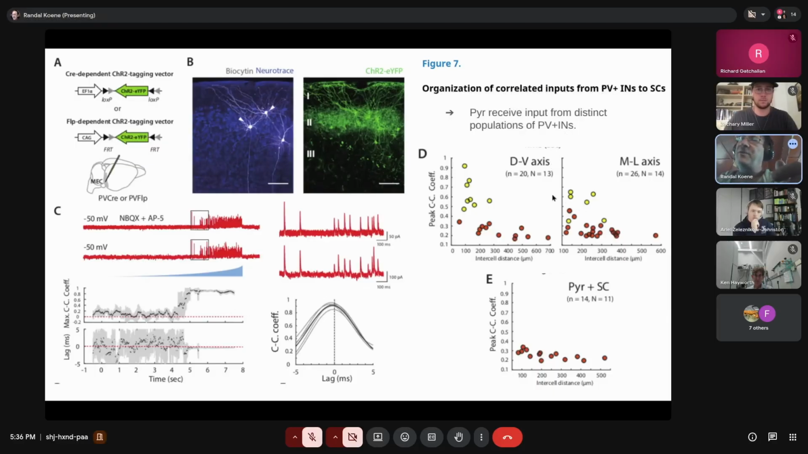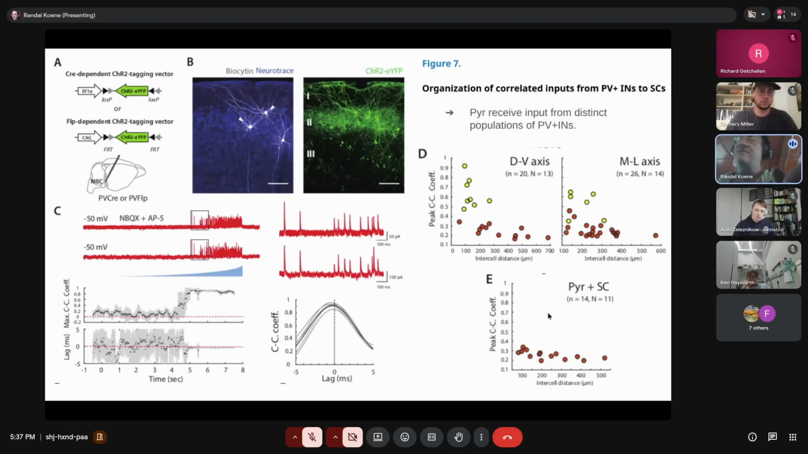Then in D and E, we're again looking at the peak cross-correlation and lag as a function of the distance between cells, but in this case, the distance between recorded stellate cells, but also in E between stellate cells and pyramidal neurons. So here's a comparison of those different cell types. The cell bodies of pairs receiving common input were typically separated by less than 300 micrometers along dorsoventral and mediolateral axes. And pairs of neurons that did not demonstrate correlated input were found at all distances tested, once again, indicating that close proximity is not sufficient for stellate cells to receive input from the same PV interneurons.